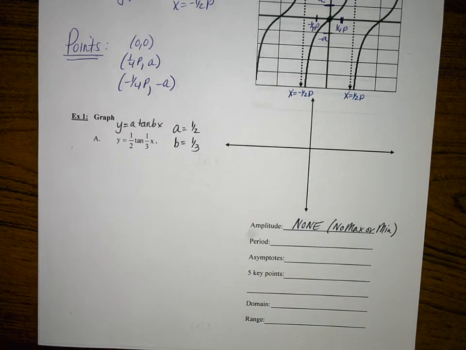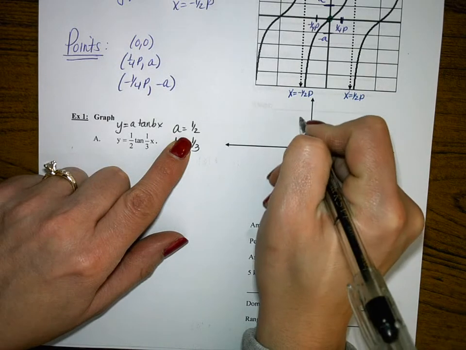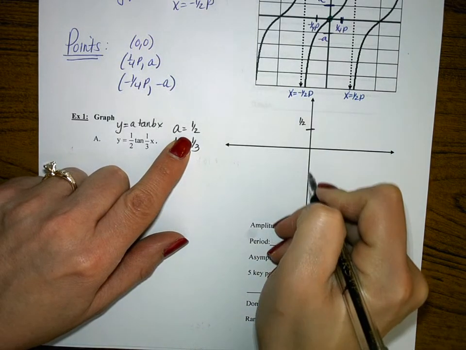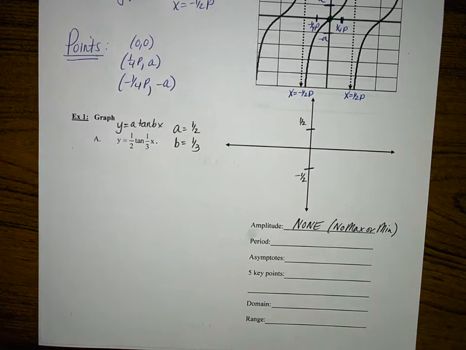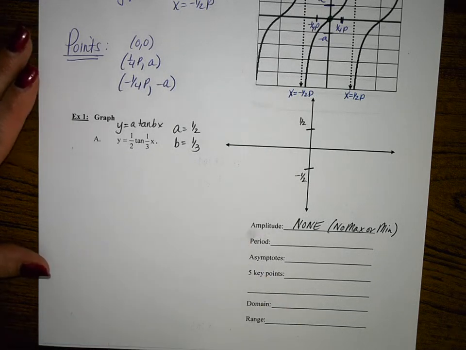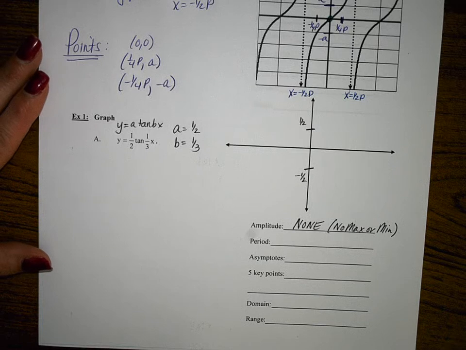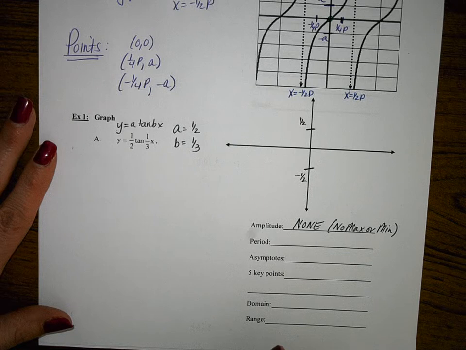However, on my graph, there is something very important that happens at that a value. So if I go up 1/2, something important is going to happen. And if I go down 1/2, something is going to happen that is very important at that spot. All right. Now, my b value. What does the b value help me with? The period. Okay, and how do I find the period for tangent?